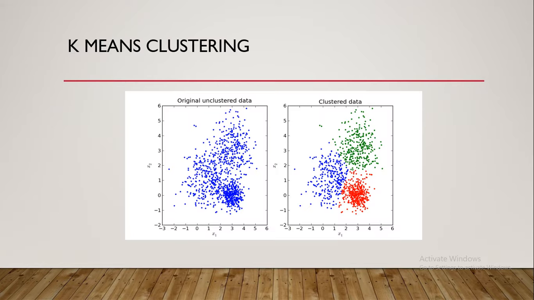So here you can see this picture of k-means clustering. You can see the original unclustered data, and after feeding it to the k-means algorithm, we can see the clustered data. It is in different colors, and grouped according to age or the customers who are actively participating in that mall, etc.